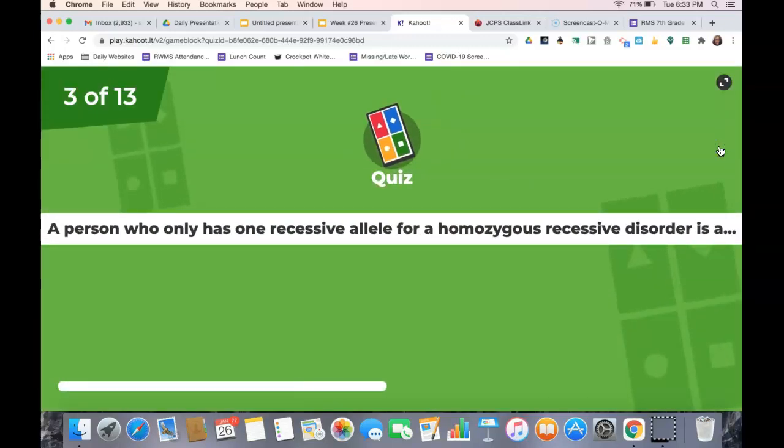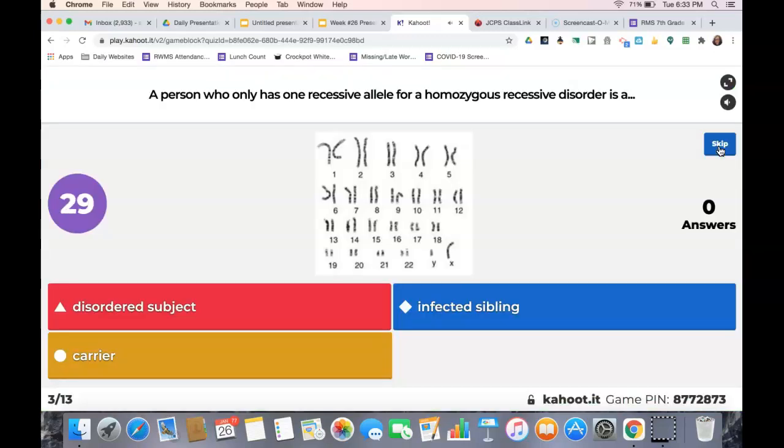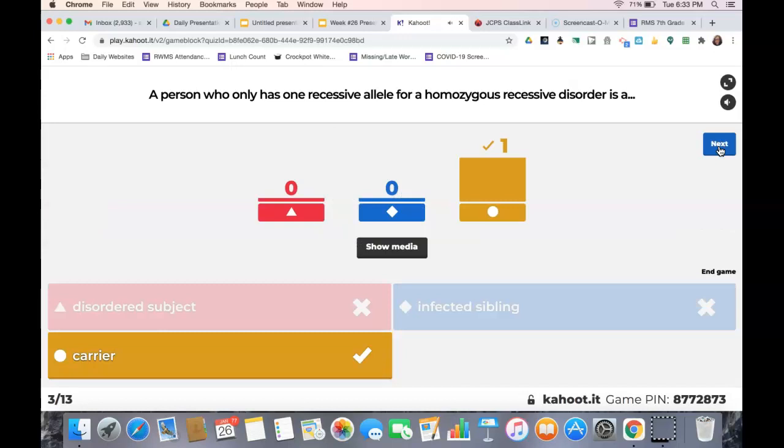A person who only has one recessive allele for a homozygous recessive disorder. What do you think? What the heck is a disordered subject? That shouldn't even be a choice. So the answer is carrier. They just carry it. Okay? So homozygous recessive disorder, that's a disorder that only shows up if you have two recessive traits. So this is saying the person who only has one recessive allele. That means they're a carrier. They have one dominant and one recessive.